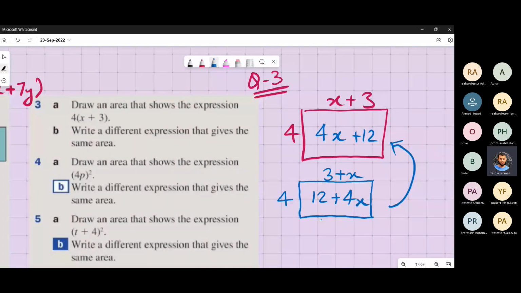I need to check in the answer key. I'm giving the answer here because I am also a little bit confused. Let me open the answer key. This is exercise 2B, number 3A, 3B. They are just writing 4x plus 12. This is written in the answer. Write a different expression that gives the same area. Why are they using this word different? They should say, write an expression that gives the same area. I don't know. Let's proceed.